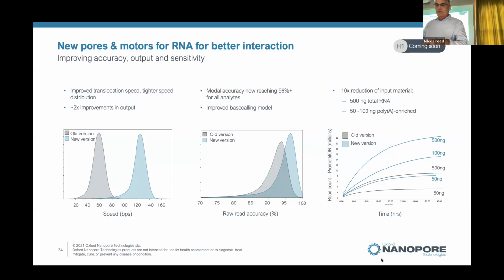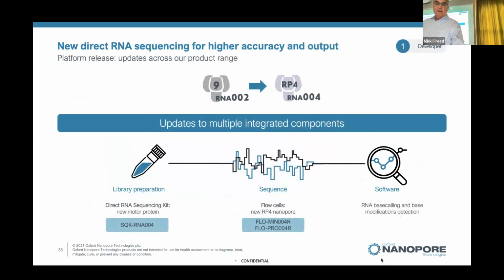And also the amount of starting sample that you need, we've titrated and so you can get quite reasonable amounts of data from as low as 50 nanograms of poly-A RNA to start off with. So this is going to be really useful going forward.